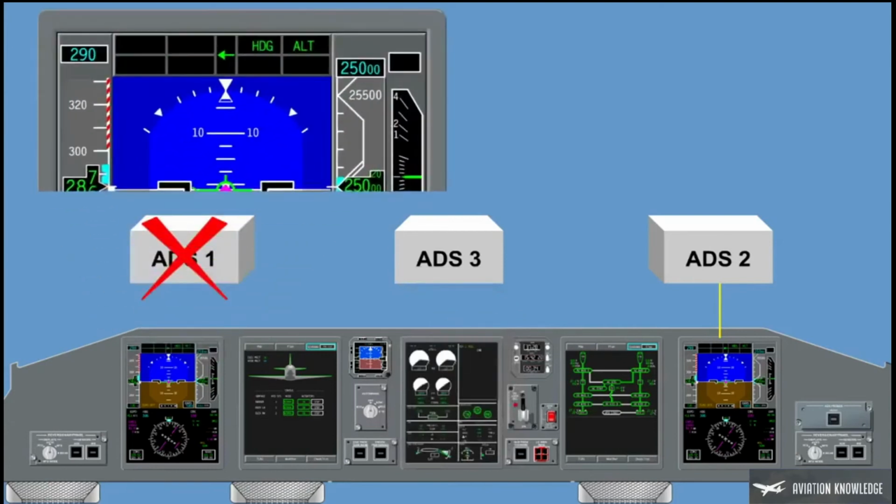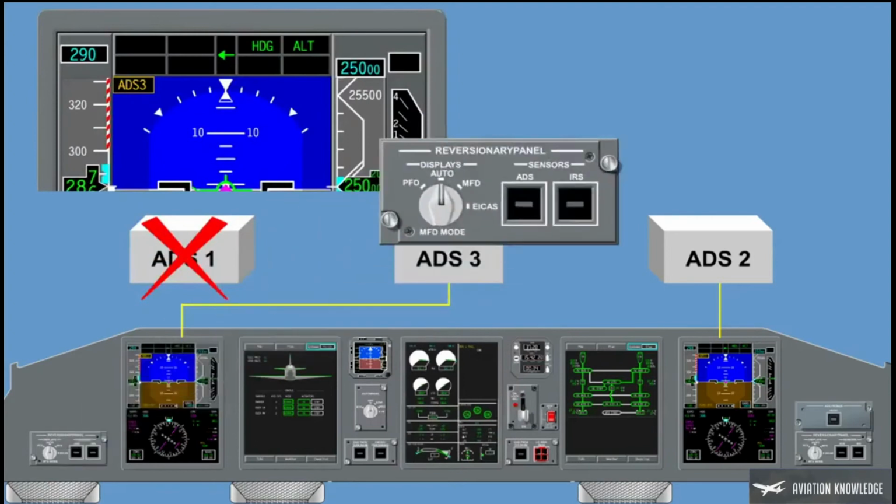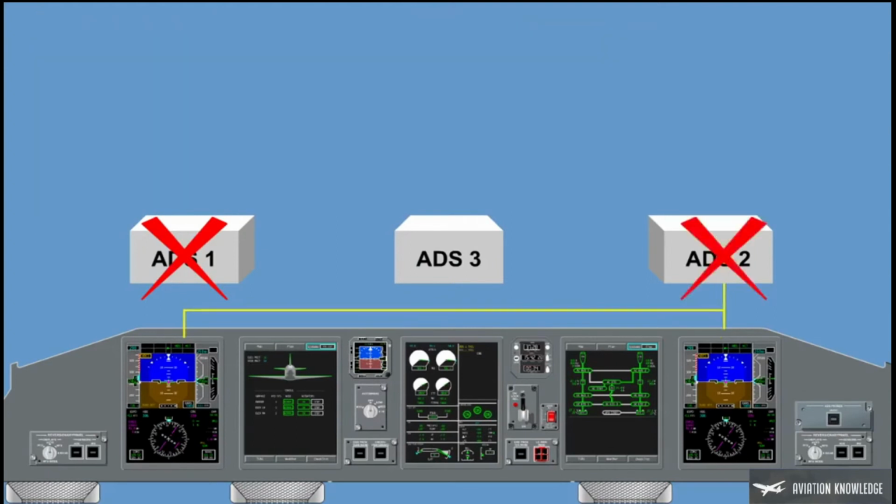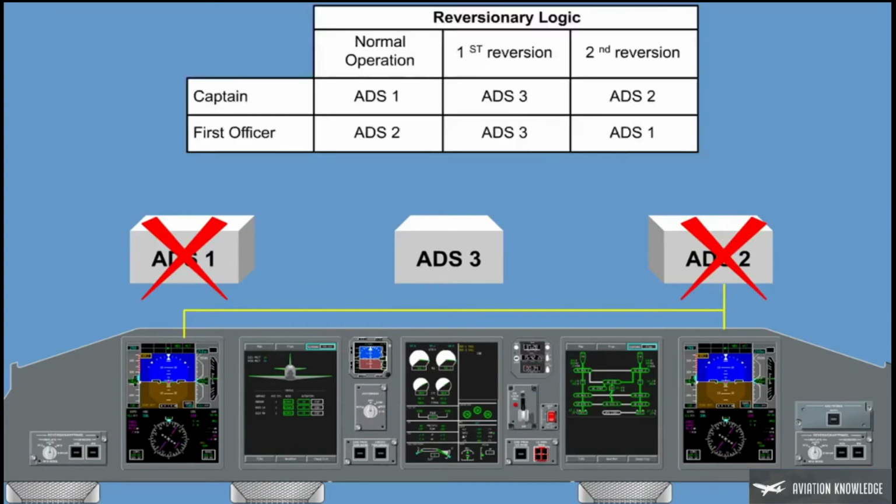The affected side will automatically revert to ADS-3. In addition, the pilot can select one of the two remaining ADSs for the associated PFD's air data display. For one or two ADS failures, the reversionary logic for the captain and first officer PFDs can be seen in the following table.